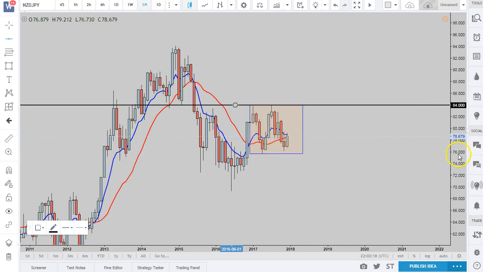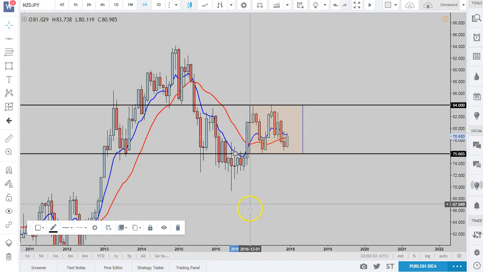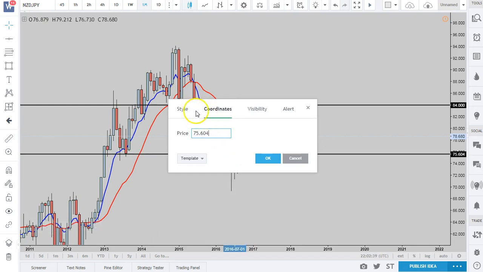And then I'm also going to look for another round number. We have a 76.100, right? 76.100. And then I'm going to place my horizontal line again right here, double click on the horizontal line, and go over to the coordinates. The coordinate is this, and I'll make sure it's 76.100.